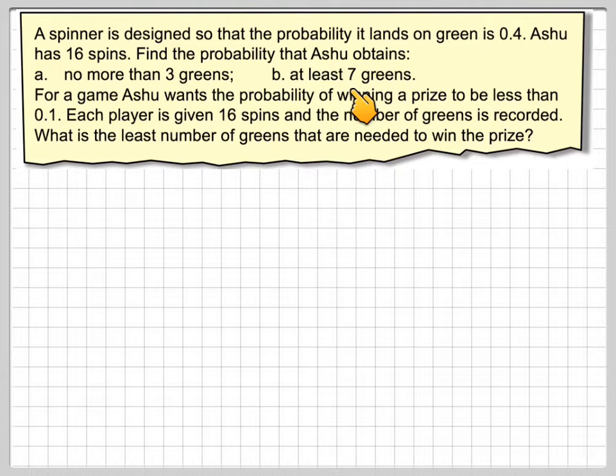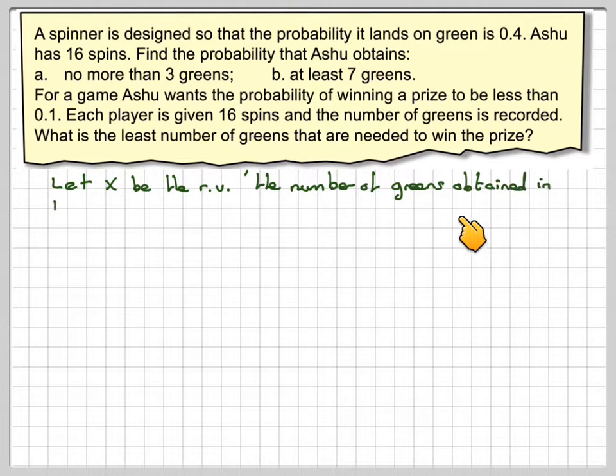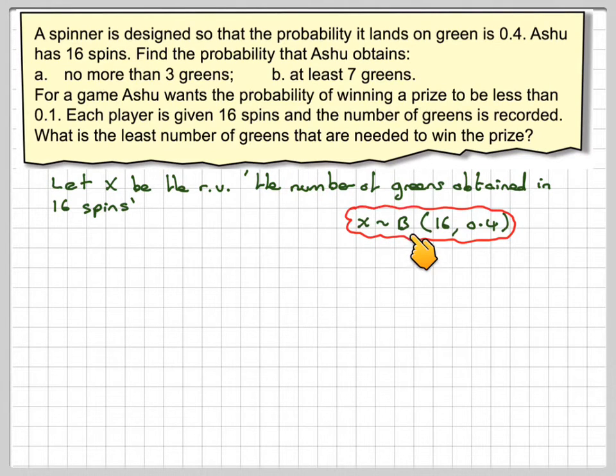Okay, let's deal with these two things first. Let x be the random variable, the number of greens obtained in 16 spins. So we've got a fixed number of trials, 16, and a probability of success of 0.4, failure 0.6. So x will be binomially distributed, n being 16, and p, the probability of success, being 0.4.